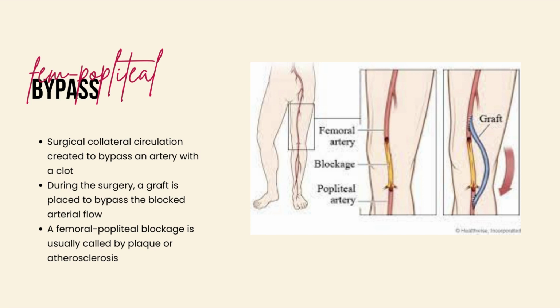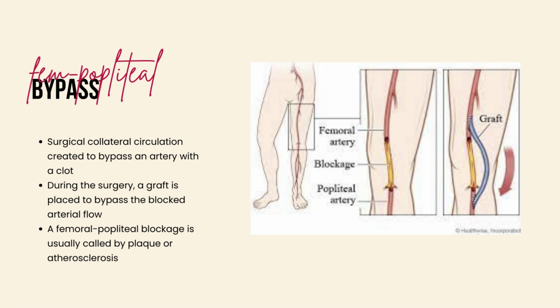The last topic in this discussion is another procedure called a femoral popliteal bypass. So this is commonly for clots in the femoral artery. So this is when a surgeon will create collateral circulation by bypass. So they bypass an artery that has a clot. During the surgery, a graft is placed to bypass the blocked artery flow.